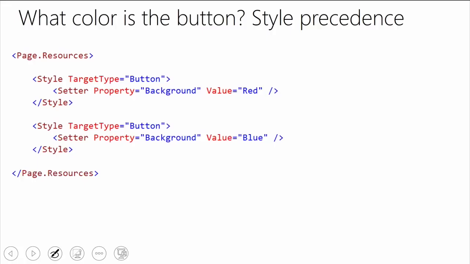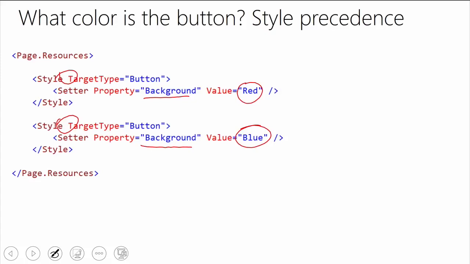What color is the button on style precedence here? Now, this is really interesting. What if we have two implicit styles on the same page? You see there's no key for either of these. Each one of them sets the exact same property. One is red, one is blue. Which one of those wins? This is not a trick question because it does compile. It does compile properly, that's right.